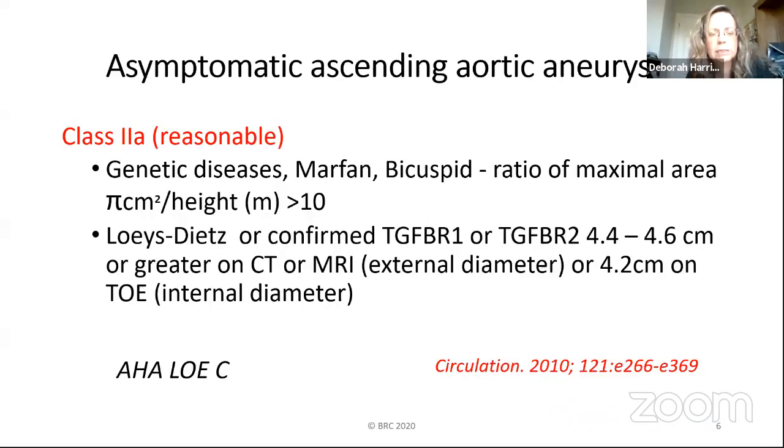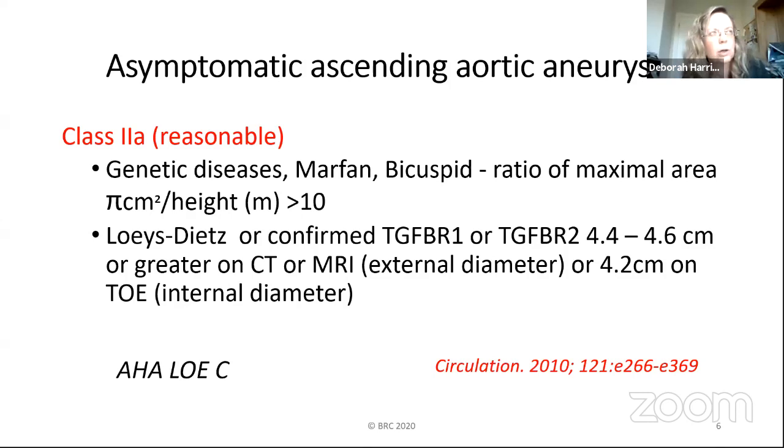Now then, it is reasonable to perform intervention for genetic diseases, aortopathies, Marfan syndrome, some bicuspids, if the patient has an aneurysm with a ratio of maximal area in square centimetres divided by the height of the patient in metres more than 10. So this kind of alludes to people with a small stature.